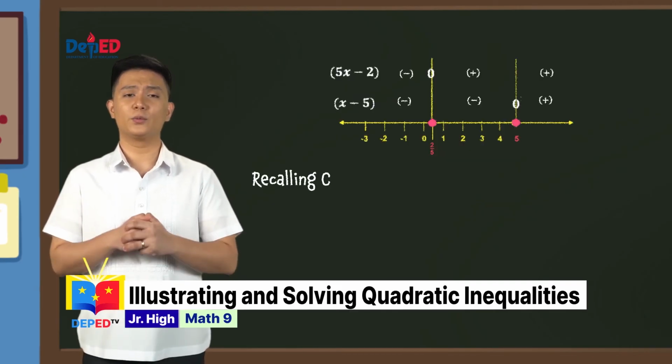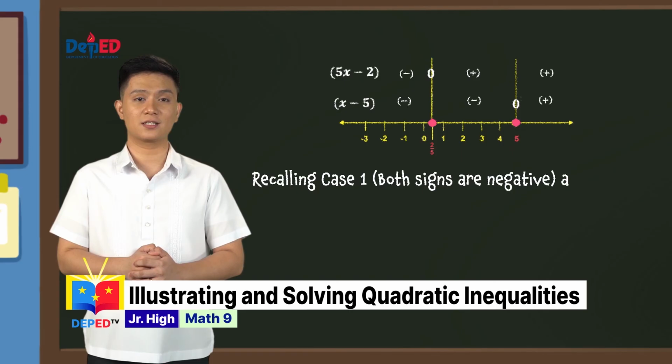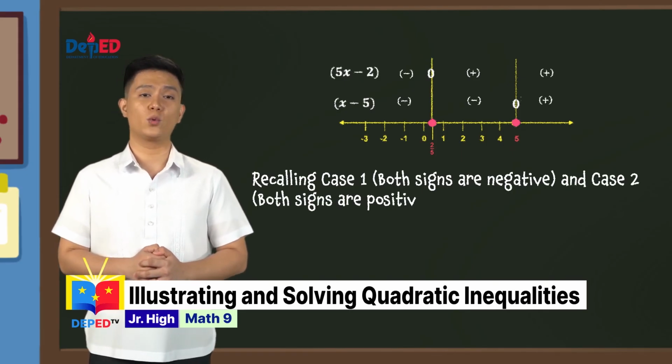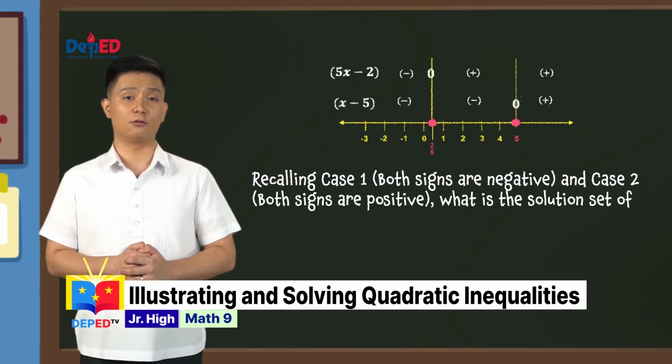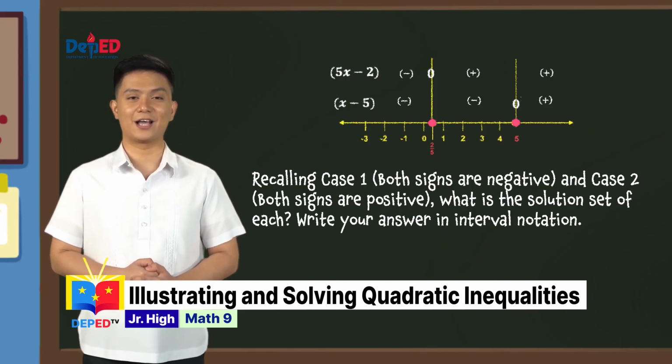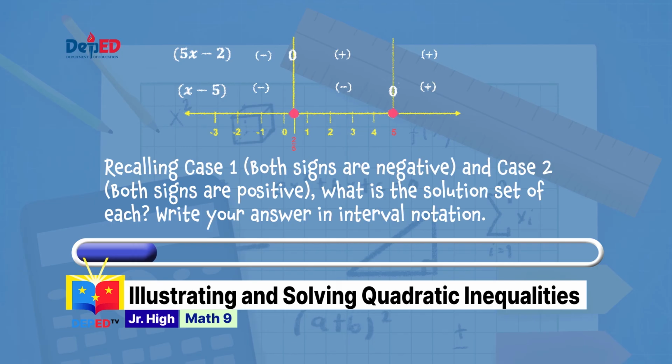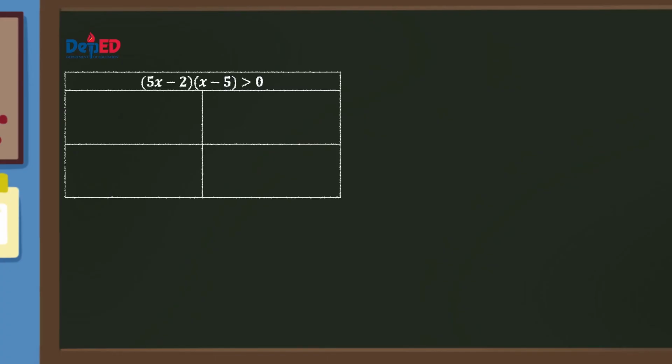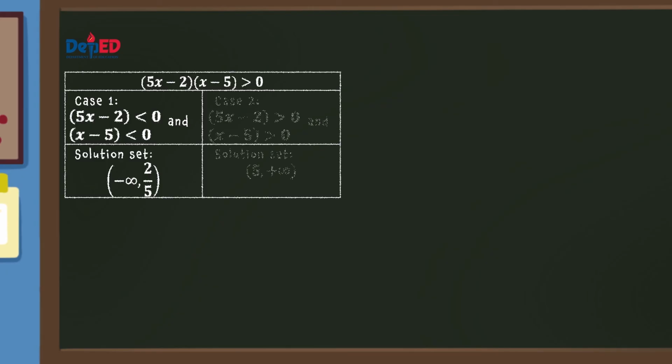For item 6, recalling case 1 in which both signs are negative and case 2 in which both signs are positive, what is the solution set of each? Write your answer in interval notation. 10 seconds, go! Time is up. For case 1, the solution set is the open interval containing the boundaries negative infinity and 2/5. For case 2, the solution set is the open interval containing the boundaries 5 and positive infinity.